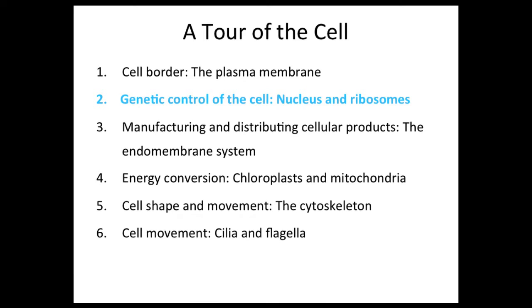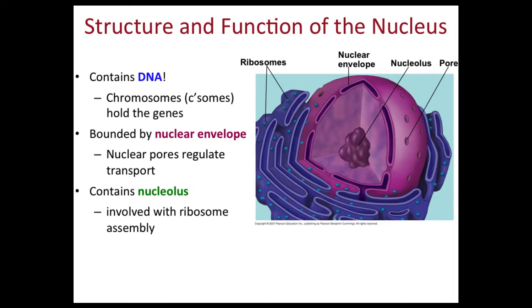All right, let's move on to number 2, the genetic control of the cell. We can think about this as being the brain of our cell, the nucleus, and the ribosomes. What is the structure and function of the nucleus? Well, number 1, it contains DNA. Specifically, it contains the chromosomes which hold genes.